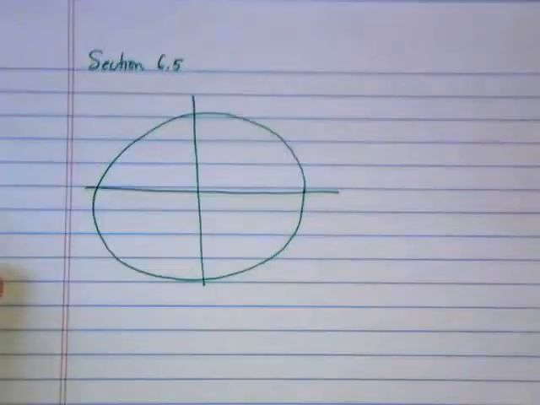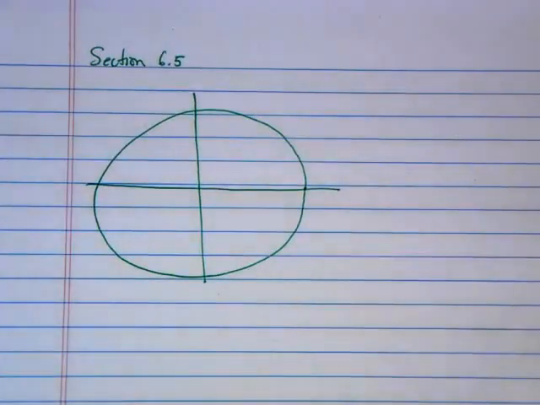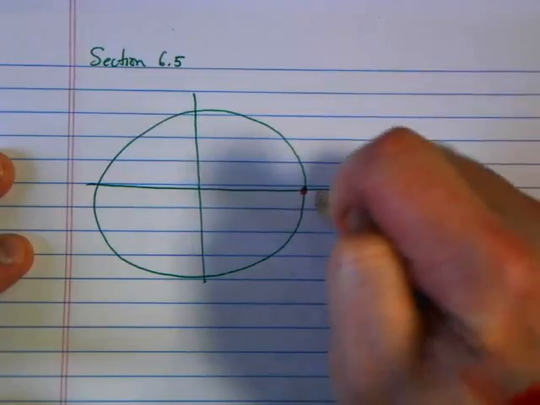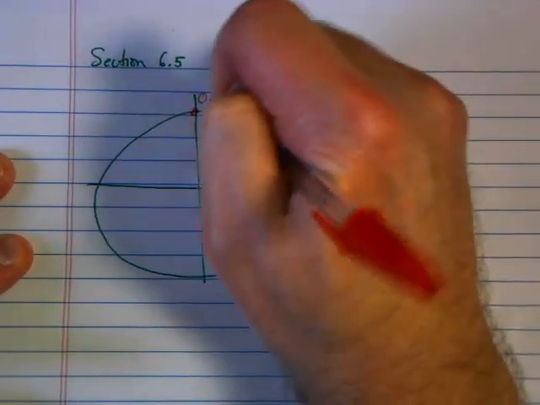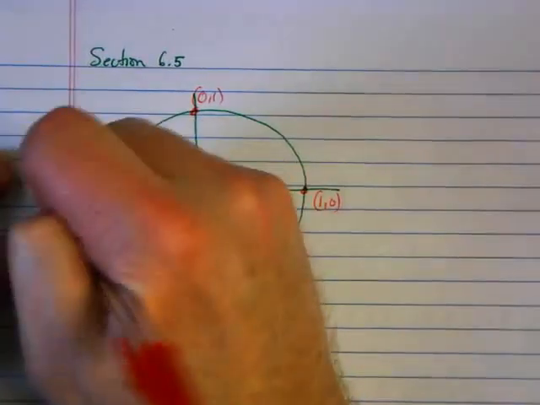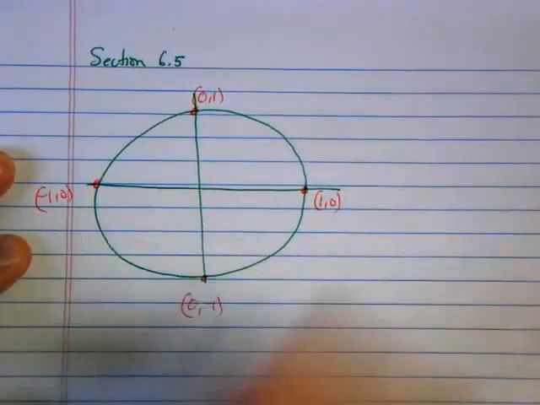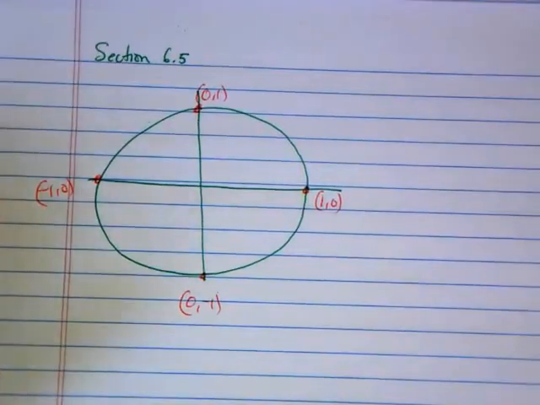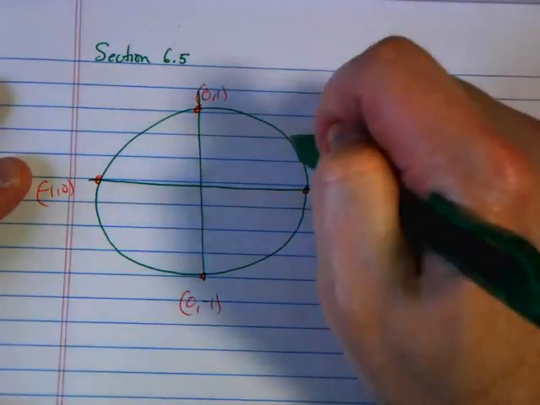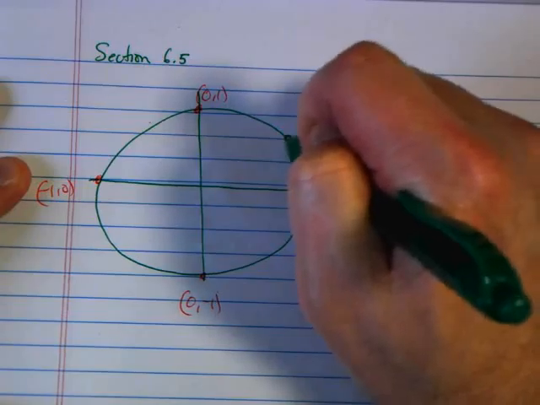All right, section 6.5. That's supposed to be a circle. And it's supposed to be a special circle. It's supposed to be our nice unit circle, like so. And I want you to tell me a point on this unit circle, maybe right about here.